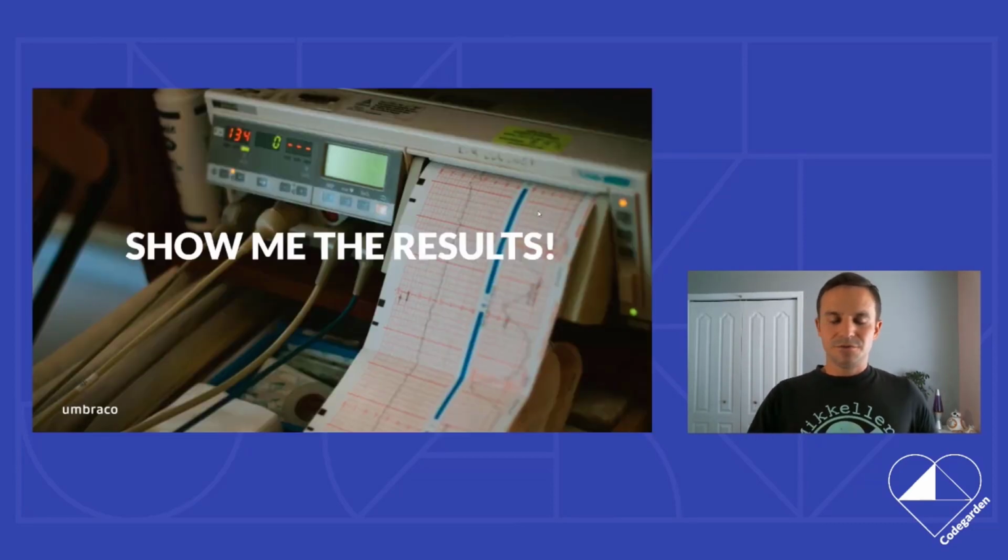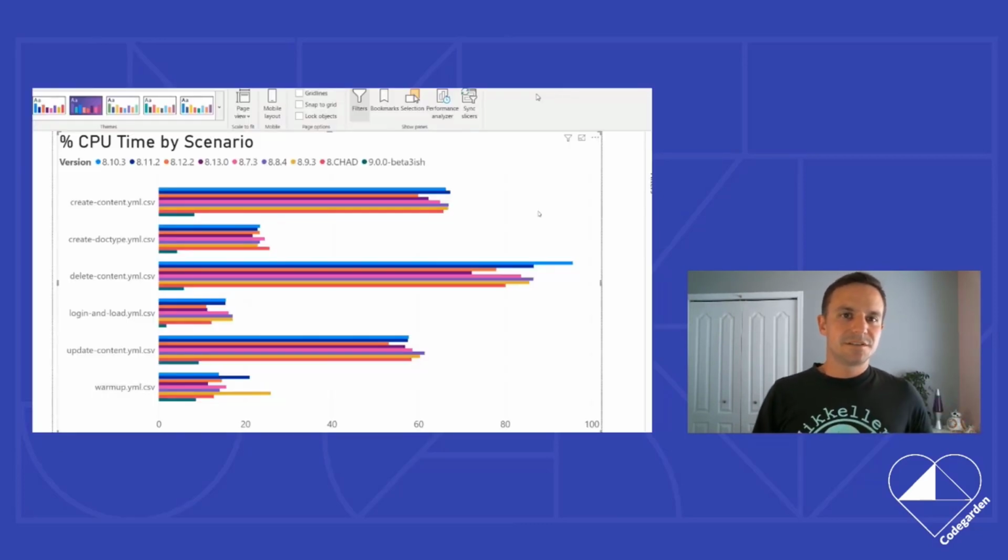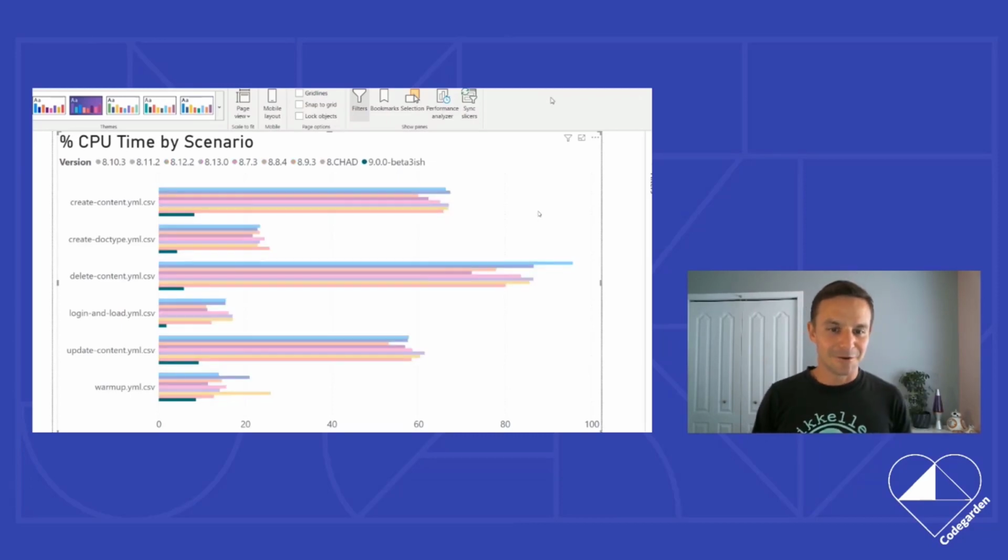So I will show you some results. So here is CPU time by scenario. I'm not going to go into depth about each one, but I will show you what V9 looks like. Now, of course, lower is better, and you can see that that is substantially lower. So that says that V9 is definitely, absolutely much, much quicker.